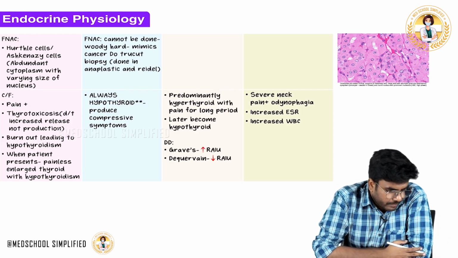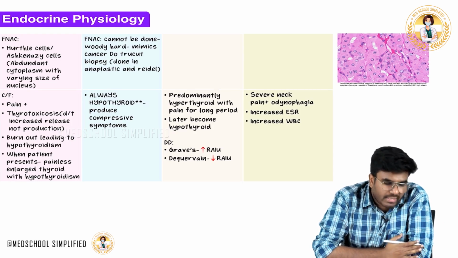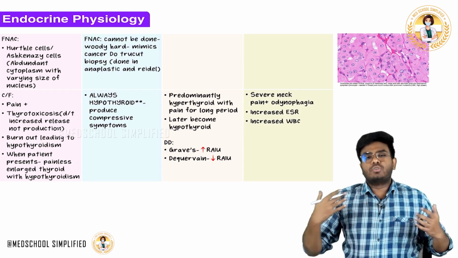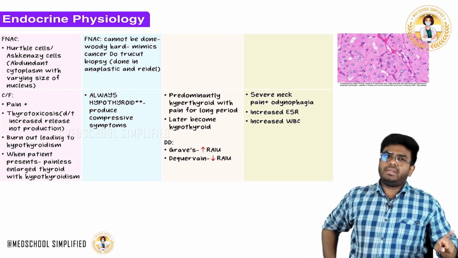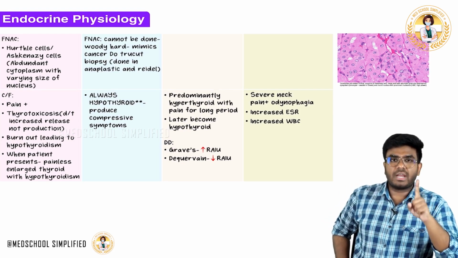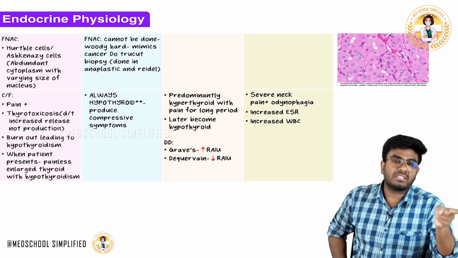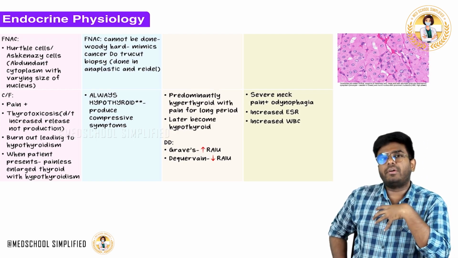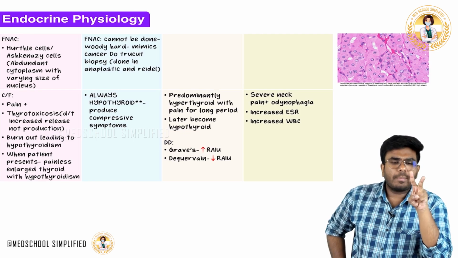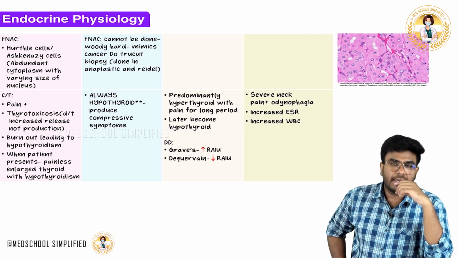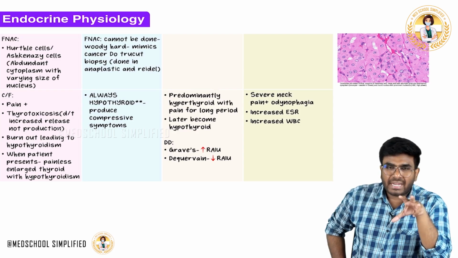Now, what else are the important points you need to know? Hashimoto's thyroiditis is the most common thyroiditis seen in the Western countries. It is the most common cause of hypothyroidism in the Western countries. Now, imagine I am the patient, and I am developing Hashimoto's thyroiditis. What happens? I am producing antibodies. These antibodies will come and start to destroy the thyroid gland.